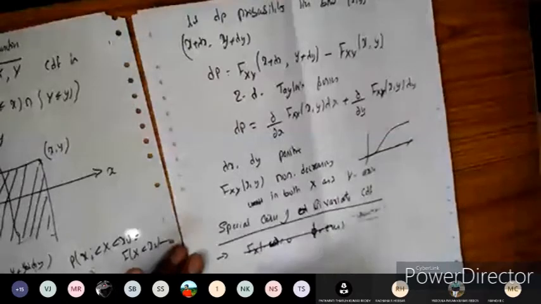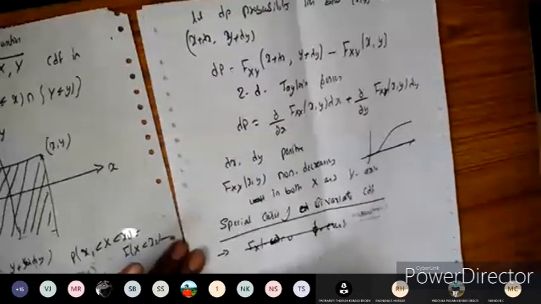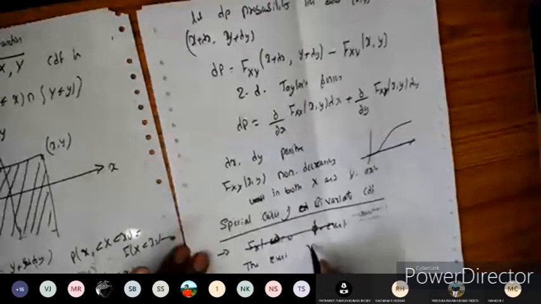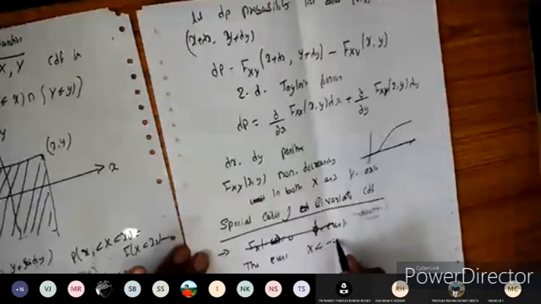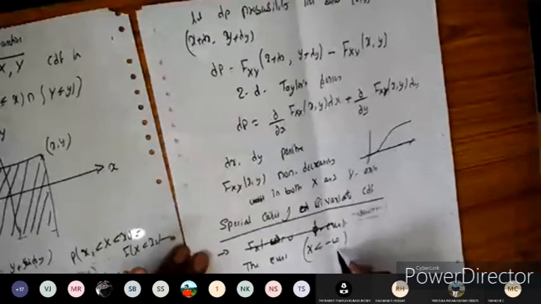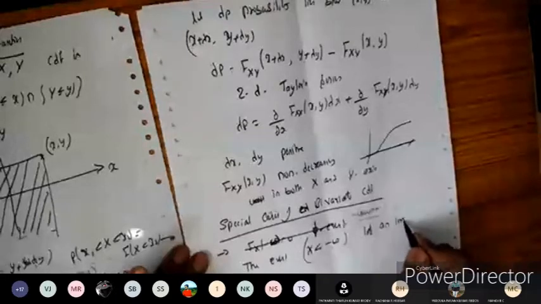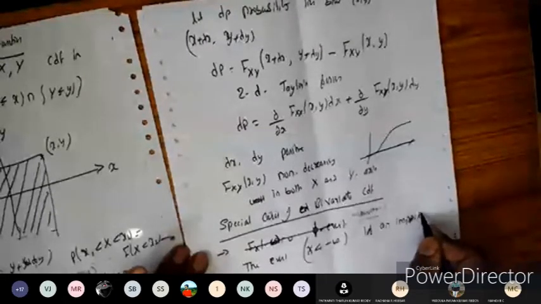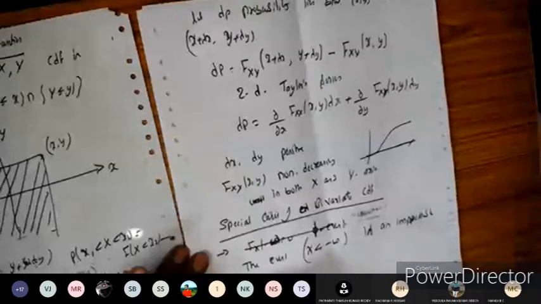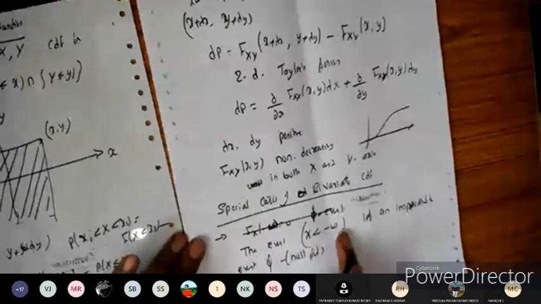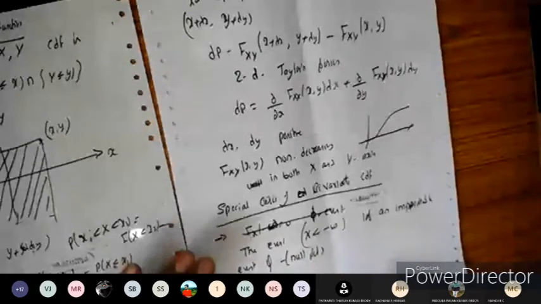The same property is going to be extended here. Take the event x less than minus infinity. For x less than minus infinity, it is an impossible event, because no event is possible in that case. It is defined as a null set, an impossible event. At x less than minus infinity, nothing is possible.